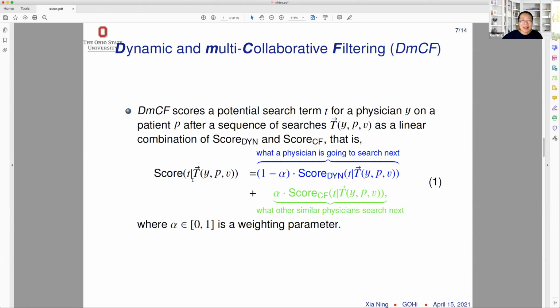So first off, it's about the dynamics. We call our method the dynamic and multi collaborative filtering method, because we have a dynamic component, the Markov chain component, and also we have the collaborative filtering method based on the similarities. So in the end, for each possible information item that the physician may want to search, we give that information item a score. And the score is a combination of the score generated from the dynamic part and the score generated from the collaborative filtering part. So we have two ways to score the next possible item, and we just combine the scores. And this score will become the score of the next possible search term. And for all the search terms, we just sort them based on scores and recommend the top ones. So that's the whole idea.